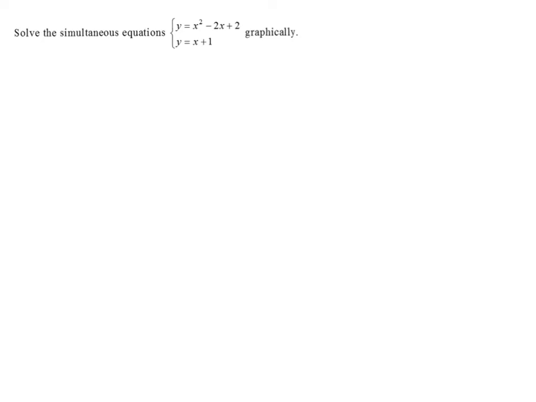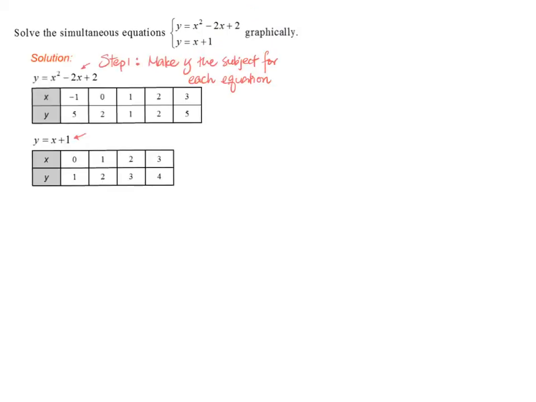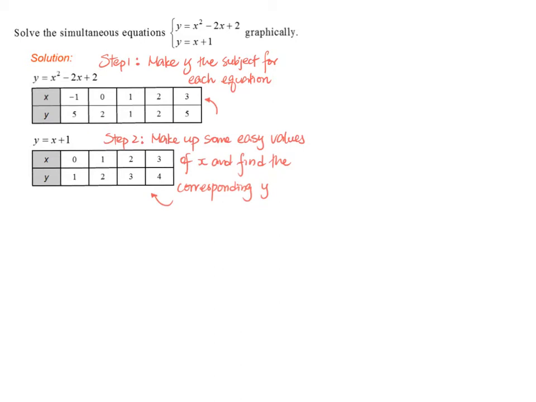When we're solving simultaneous equations like that, it's nothing different from what we've learned last year, except now we have a quadratic and a linear, and we put them together. And so, of course, step one, we make each of these equations y the subjects, which it's done already. And step two, you make up some easy values of x, and then you plug them into each equation to find the corresponding y's. The 0 would usually be used because it's easy to calculate.